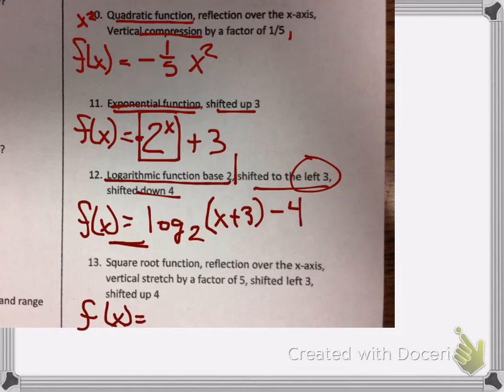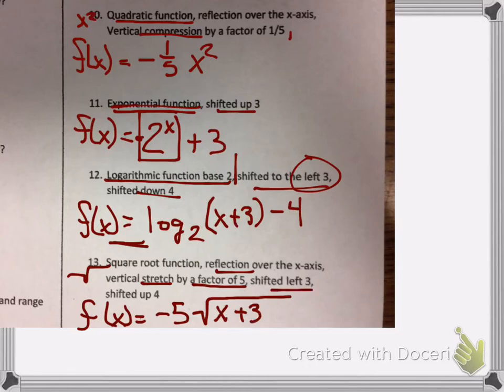Square root function. That means I'm going to be dealing with a square root symbol. Okay, I've got a reflection, so I've got a negative. I've got a vertical stretch, so I've got a 5. Then I can put the square root. To the left 3, so plus 3. And then up 4, up 4. And you should see that, make sure that that doesn't extend over that. So that's, like, number 13, kind of the most difficult one there is. And you can kind of see how easy that can be. So kind of go from there.